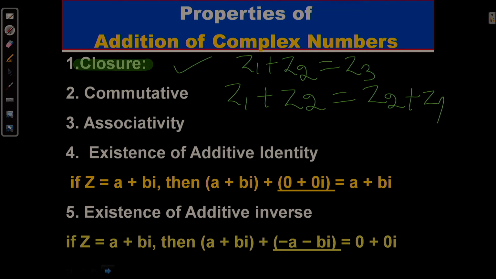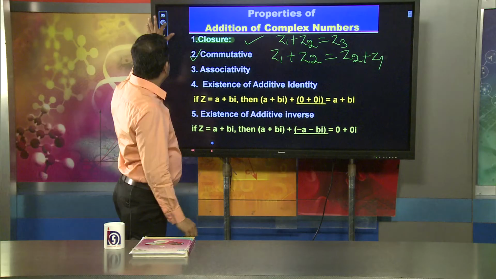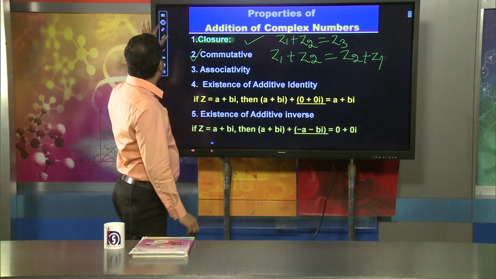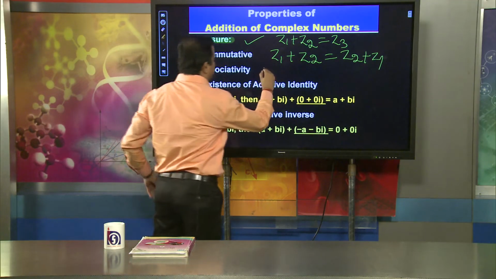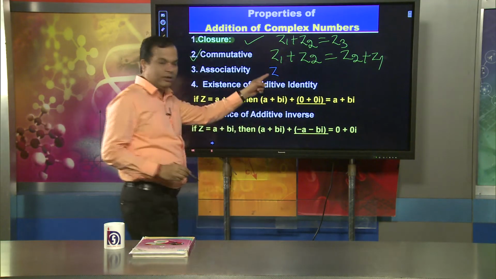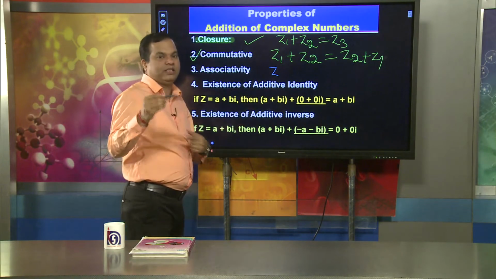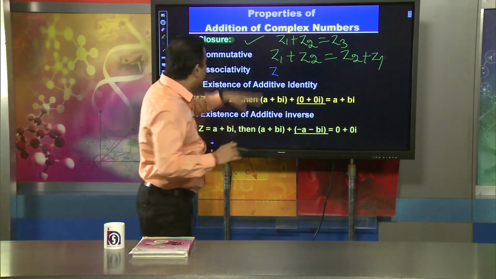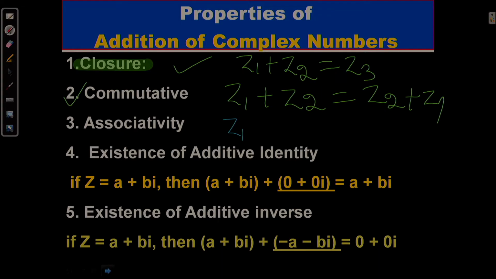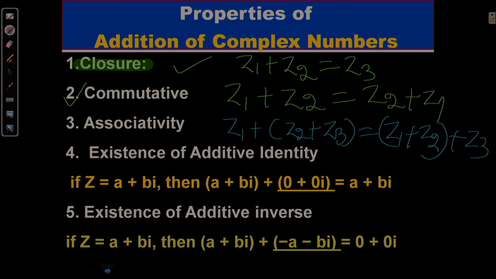So, I can say the commutative property also holds for complex numbers. Okay. Now the associative property. Suppose Z1, Z2, Z3 are three different complex numbers. Then I can write Z1 plus Z2 plus Z3, which is equal to Z1 plus Z2 plus Z3 grouped differently. This result will be the same.